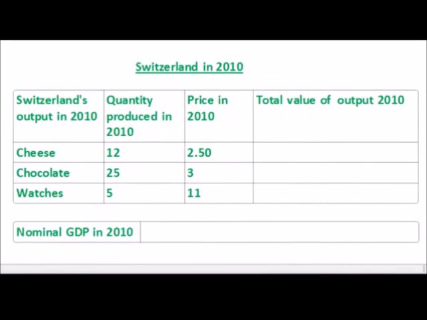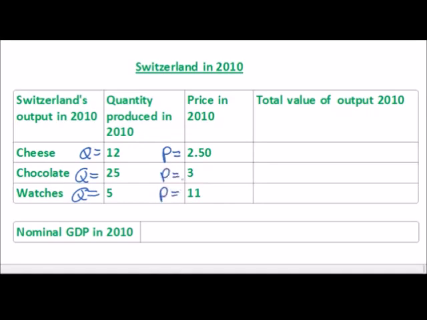And then we'll see why nominal GDP is somewhat an inferior measure of the actual output of Switzerland between these 2 years. As we can see, in 2010, Switzerland's output of cheese and chocolate increased. Cheese increased from 10 to 12, so the quantity increased. Chocolate increased from 20 to 25, and watches stayed the same. There was no change in the output of watches. But when we look at the price column, we can also see that prices increased for chocolate and cheese and watches. In fact, prices rose for all 3 goods in 2010.